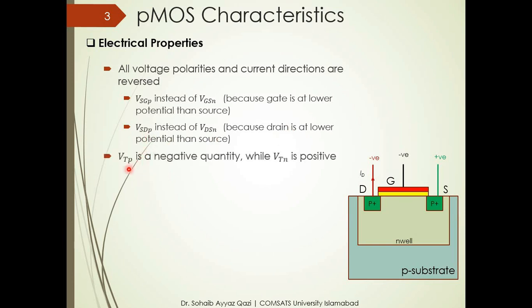And VTP, that is a threshold voltage of a pMOS, is a negative quantity, while like we have been using a VTN as a positive quantity. So obviously that is a basic question. You can revise the PN junctions where you can observe why we have a negative threshold voltage while we are dealing with this pMOS.